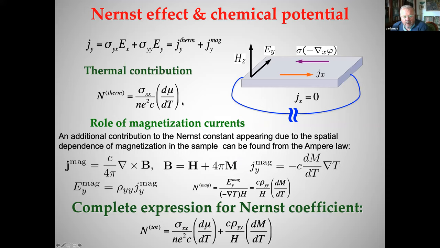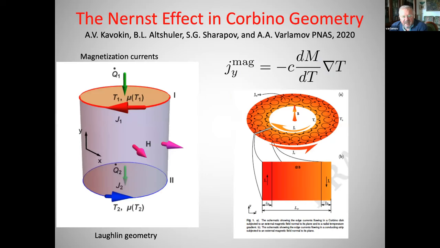So our vision of the problem was that even in the thermodynamic approach, you can relate one part of the Nernst coefficient with the derivative of chemical potential over T, like in the Kelvin formula for the Seebeck coefficient. But it is necessary to take into account the contribution of magnetization currents, the derivative of magnetization currents.